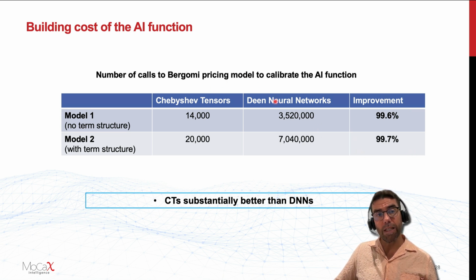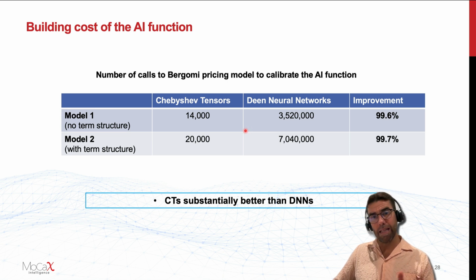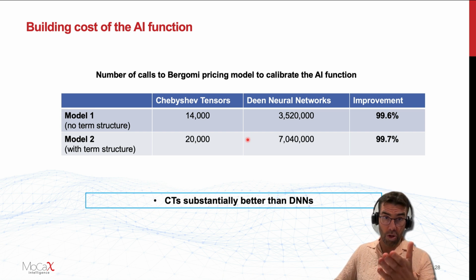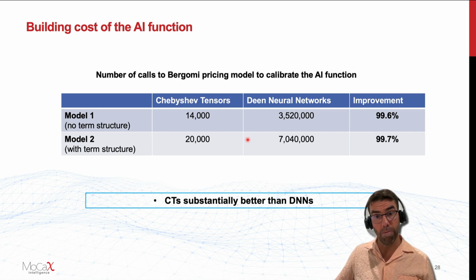So when we get to the point of building the AI function, it looks like Chebyshev tensors are much more efficient than DNNs. And quite frankly, it doesn't surprise me. That was the thinking behind all this work that Mariano and myself did, because of the exponential convergence that Chebyshev tensors have. And that, as I said before, DNNs are slow to converge to the solution. So you can see now with your own eyes what that means in practice.